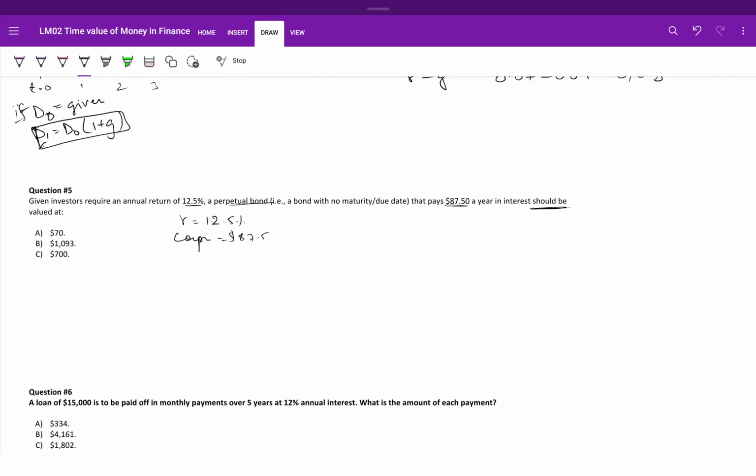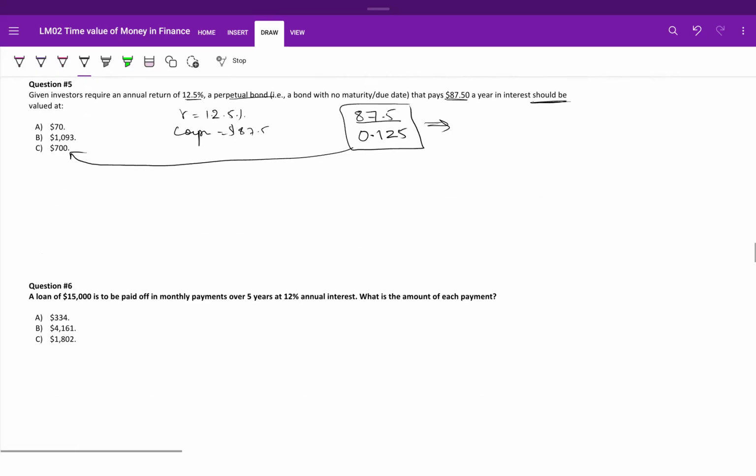So coupon divided by rate is going to be 87.5 divided by 12.5%, and once you calculate this, this is going to give you 87.5 divided by 12.5, not 12.5, you need to convert this into a decimal. My bad, 0.125. Once you convert this, this is going to give you $700 as the answer, the value.